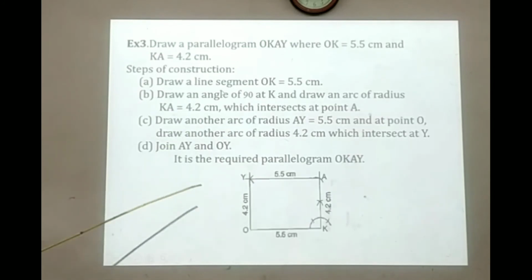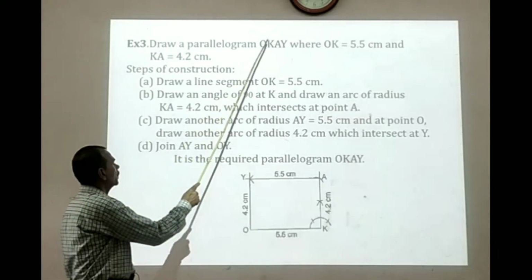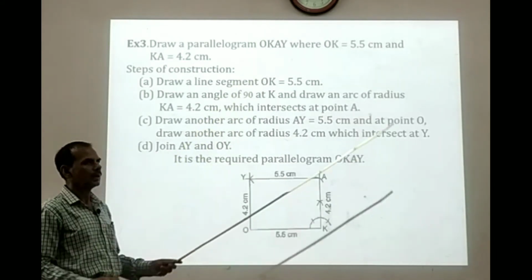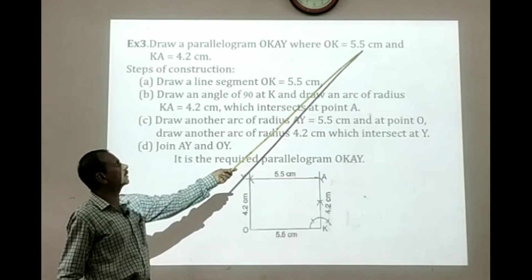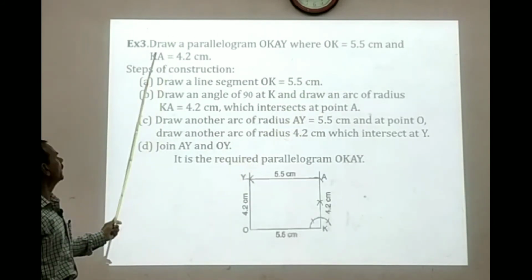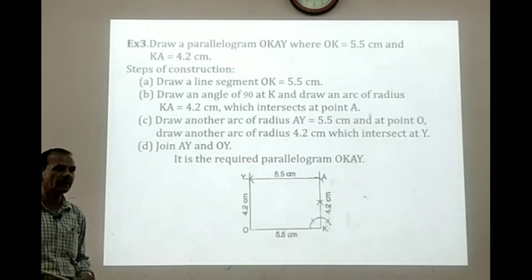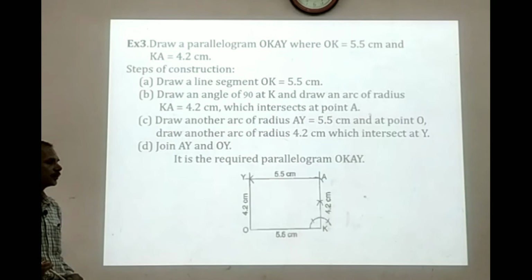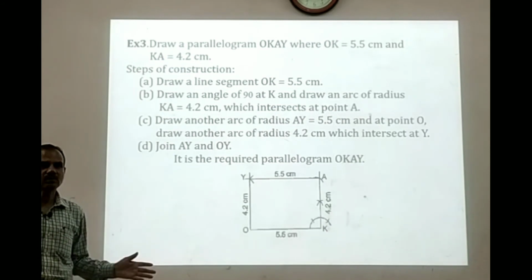Draw a parallelogram OKAY, where OK is 5.5 centimeter and KA is equal to 4.2 centimeter. Again, only two sides are given. Only two sides of the parallelogram are given. So this is a special case.